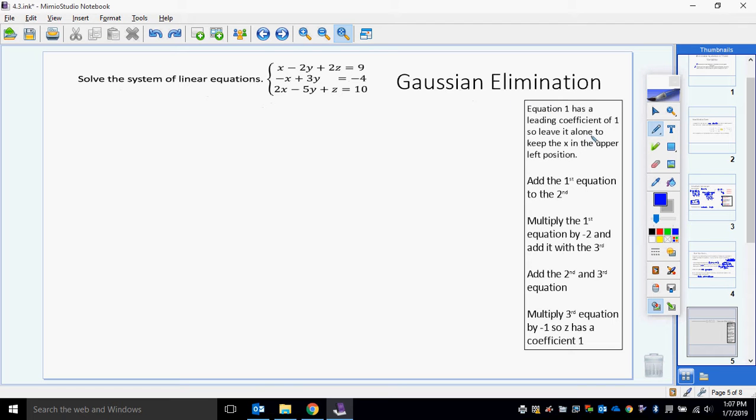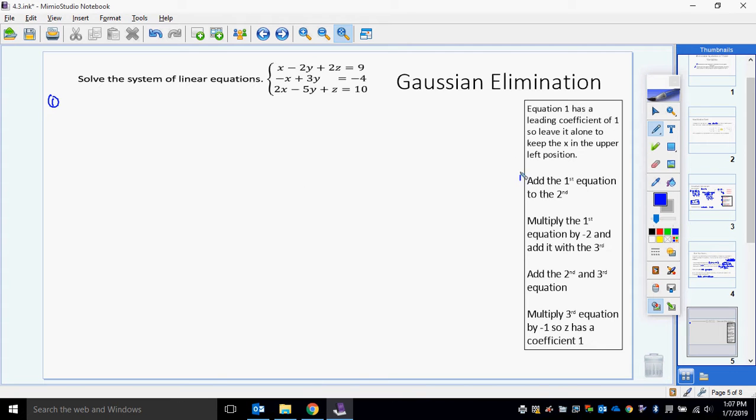Okay, so to start off, we're going to leave equation 1 alone, because the x in the upper left has a 1 in front of it. So leave equation 1 alone. We need to manipulate equation 2. And I would encourage you to write small on this and keep it organized as I keep my slide organized. That will help you save room on your paper and make sure that this whole problem fits.